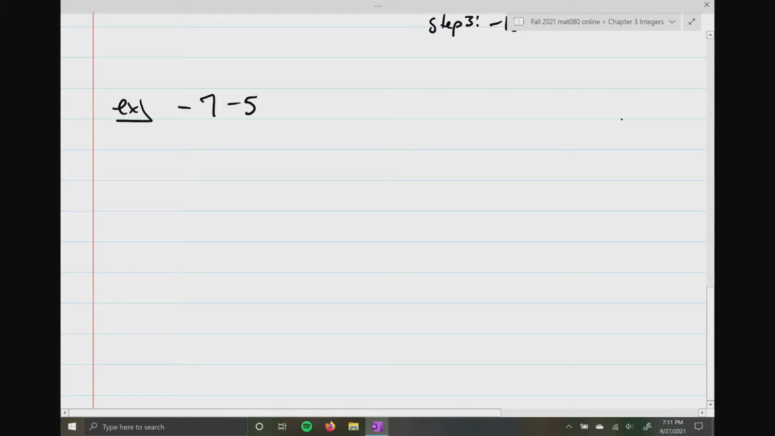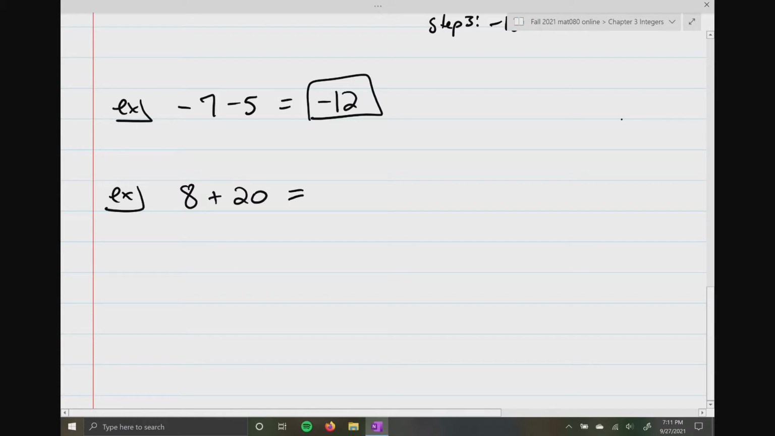All right. So we're about the 5-minute mark. So here's our new example. So right here, you can see the signs are the same. So what we're going to do is just add the numbers and keep the sign. So 7 and 5 is 12, and keep the sign, which is going to be a negative.